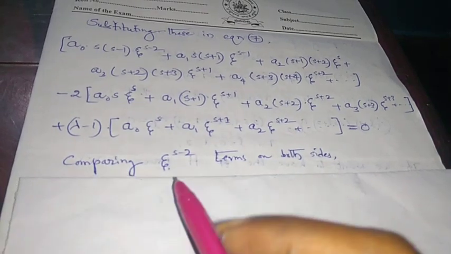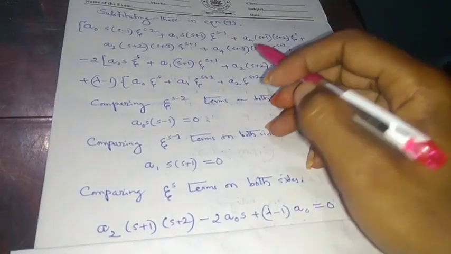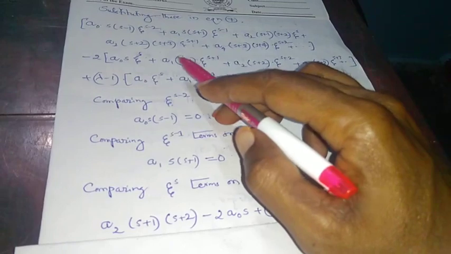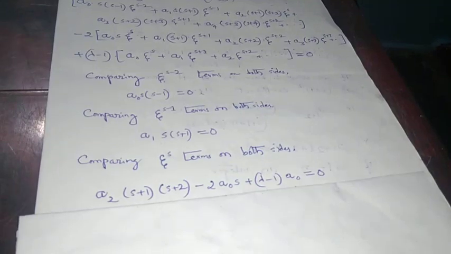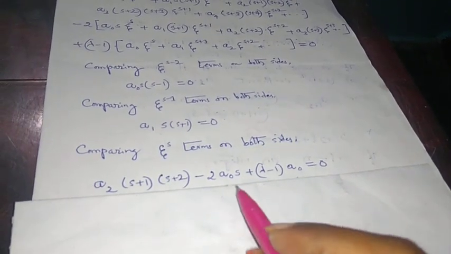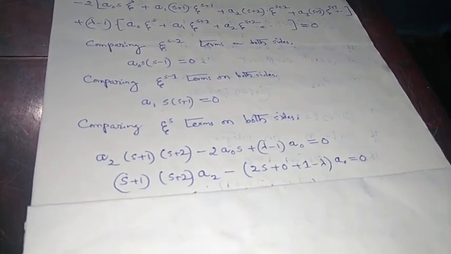And if you compare the xi power s minus 2 terms on both sides, we can say that it is appearing here. So this a naught into s into s minus 1 is equal to 0. And if you compare xi power s minus 1 terms on both sides, which is coming here, a1 into s plus 1 is equal to 0. And if you compare xi power s, which is coming here, here and here, we will get this expression. And if you write e naught terms together here, we can actually write this as this.